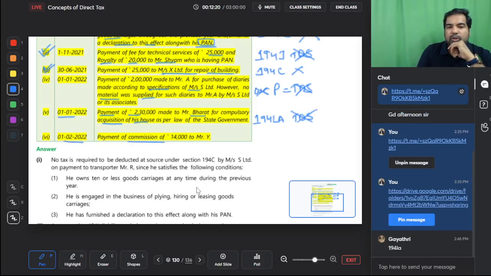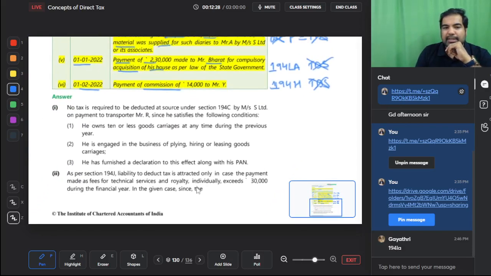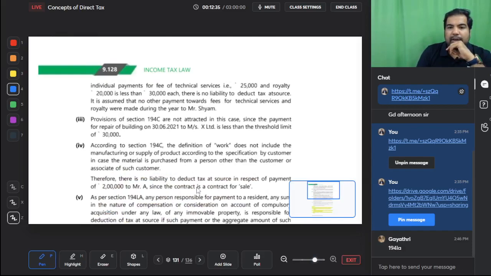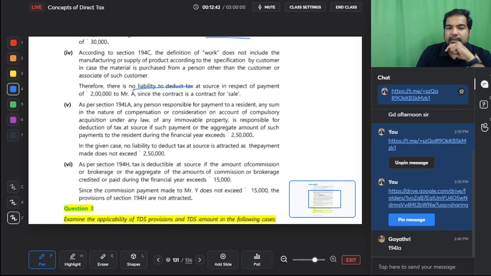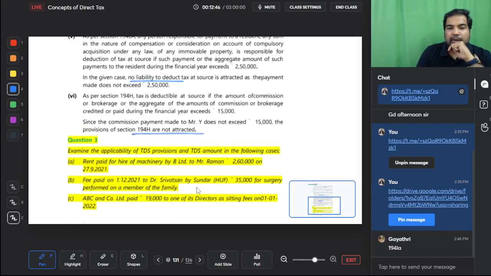And payment of commission, again guys, 194H, only if it is more than 15,000. So here also TDS does not apply. So in fact, none of the cases TDS applies. No tax. Again guys, no tax. Again, less than, no liability to deduct TDS. Again, no liability, and not attracted. So on this entire thing there is no TDS.